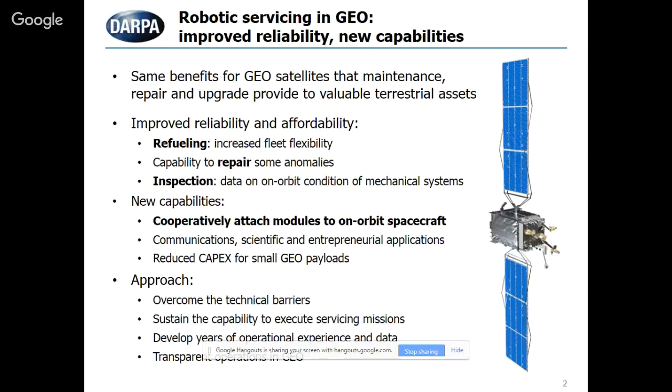So as many of you know, the design community for satellites is very conservative. So we thought that by staying on orbit for several years and doing dozens of missions, the design community would start saying, oh, okay, this actually works. It's safe, it's reliable, it's useful. So how can we design our satellites to take more advantage of it? And that's what I mean by develop years of operational experience and data and sustain the capability.